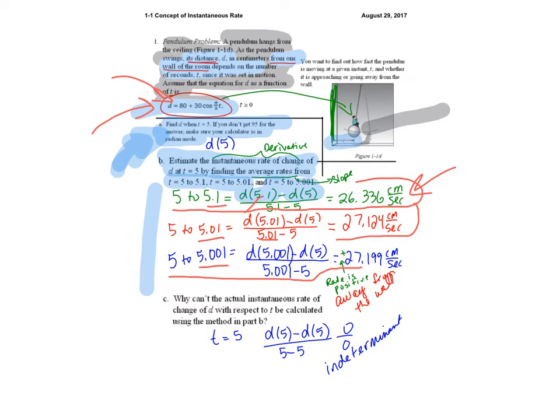Why can't the actual instantaneous rate of change of d with respect to t be calculated using the method in part B? What I think they mean by that is, how come you have to get infinitely close to it, and we talked about the derivative being a limit, instead of actually being right on top of it? For one, if you have a point, and you have a point that's right on top of it, you don't have a sense of direction because you need 2 points to create a line.